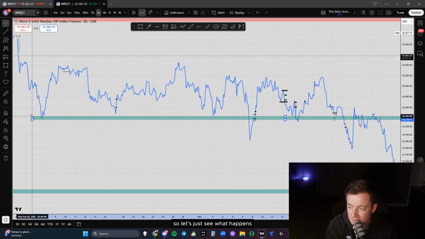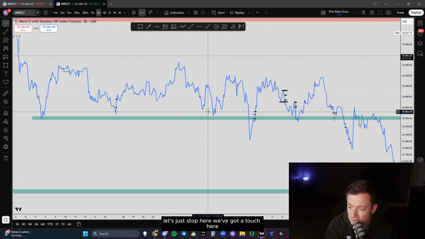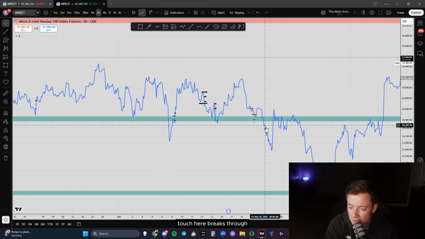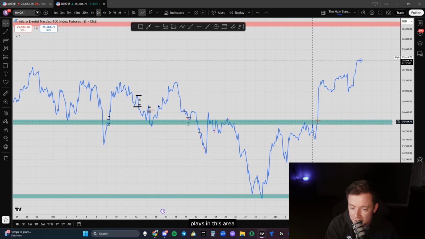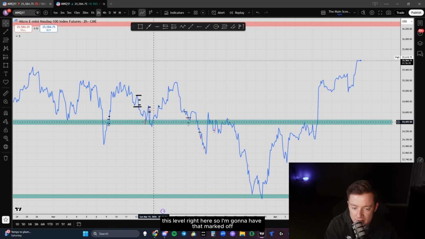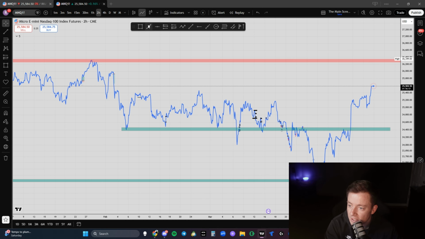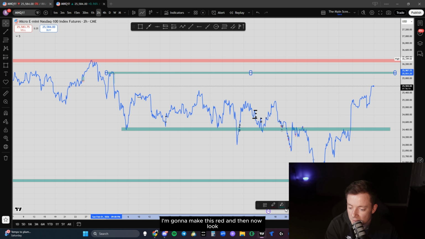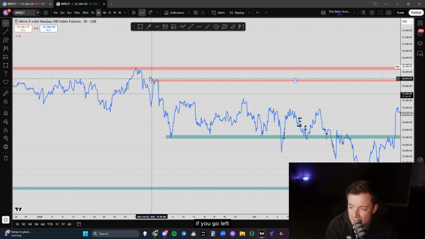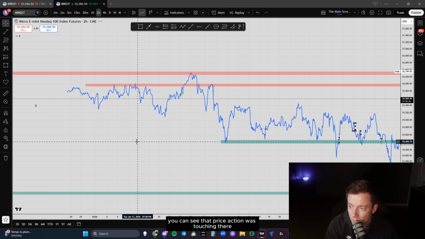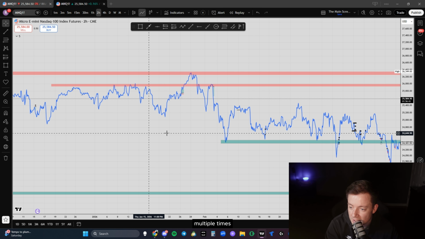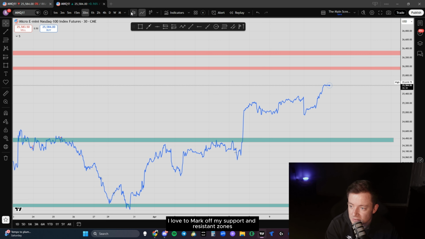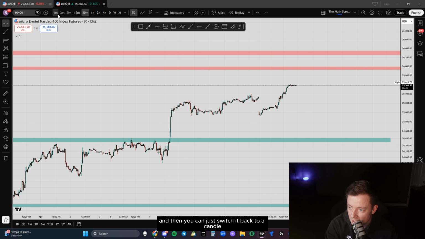So let's just see what happens. So boom, let's just stop here. We've got a touch here, a touch there. You can say that that's a touch if you just move this up a little bit. Touch here, breaks through, retests, comes back, plays in this area. You can just see this is a very important area, this level right here. So I'm going to have that marked off. Another area here, I see it was resisting here. So let me just mark this off. I'm going to make this red. And then now look, if you go left, you can see that price action was touching there multiple times. So that's just a little cheat code that I have. I love to mark off my support and resistance zones that way. And then you can just switch it back to a candle like so.